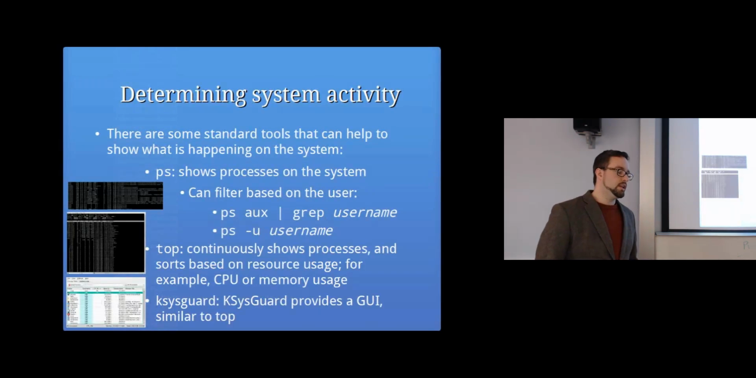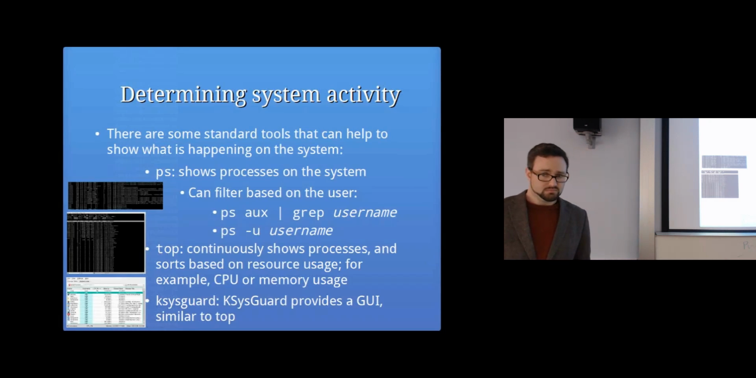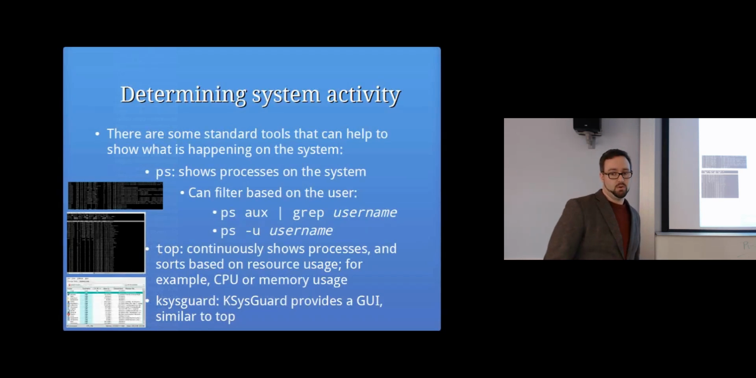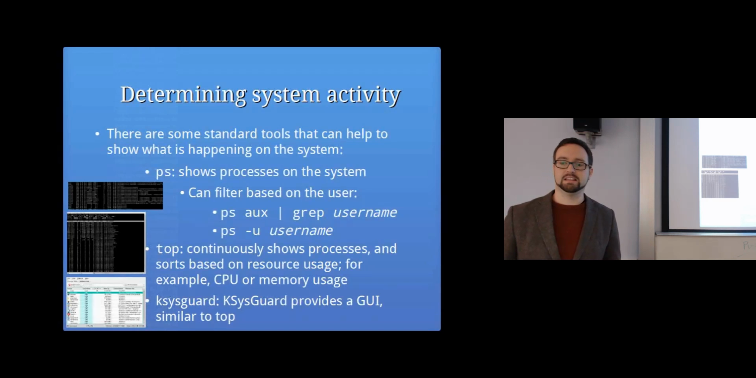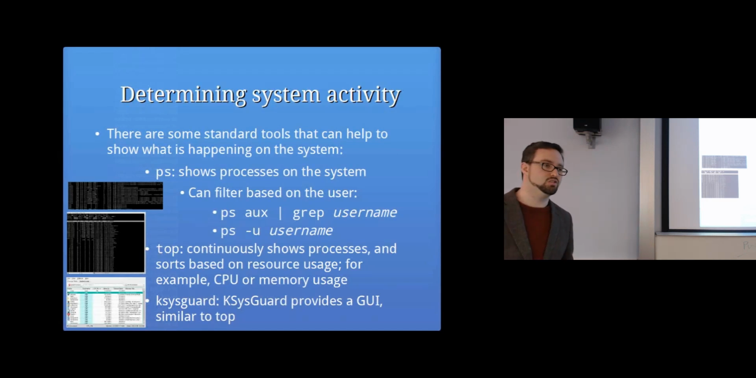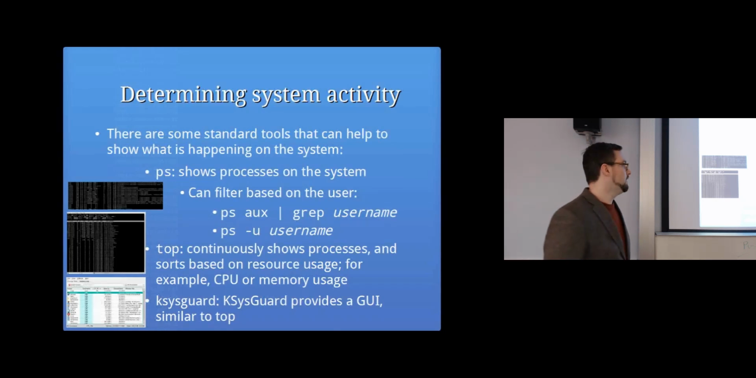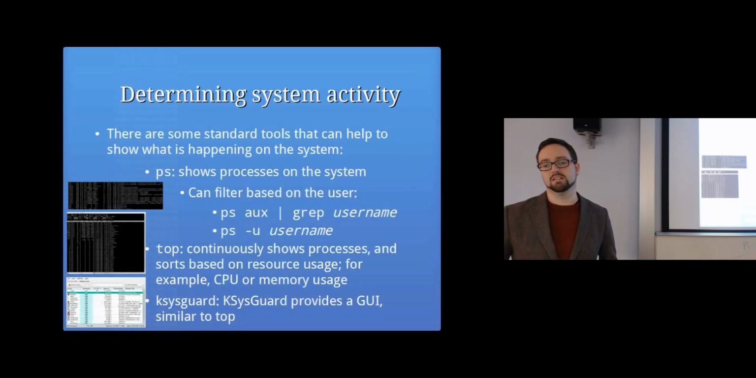Okay, so we're looking at a system, we're trying to figure out what's going on. So sorts of things we can use is just looking at the processes running on the system. So you just type the command ps or ps aux to look at all of them, or you can grep for a username from that list, or you can do ps -u and then the username. Either way, you'll end up with a list of all the processes that a particular user is running.